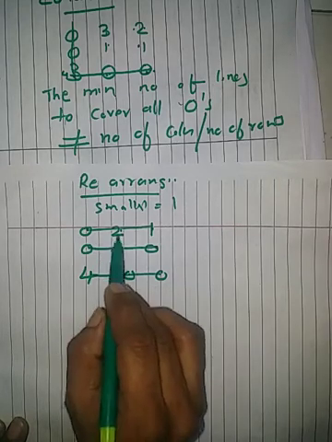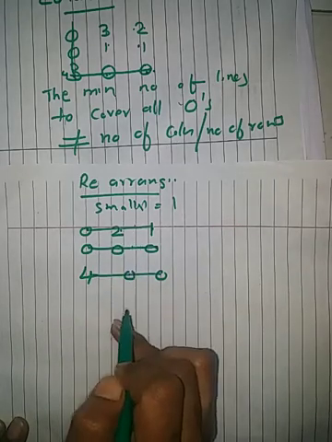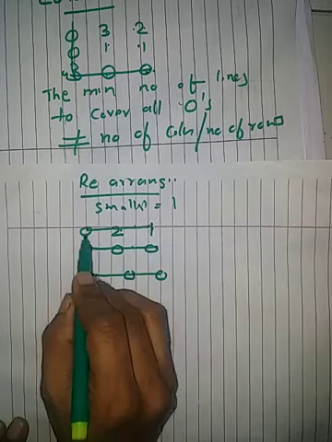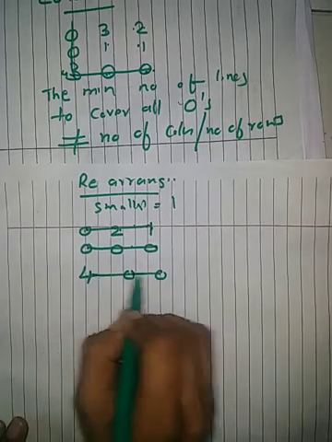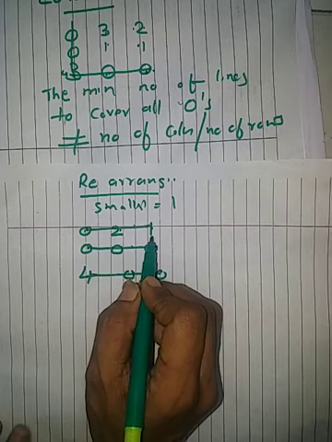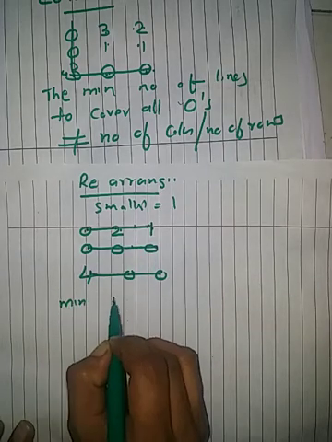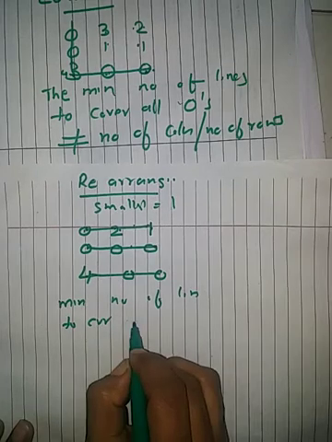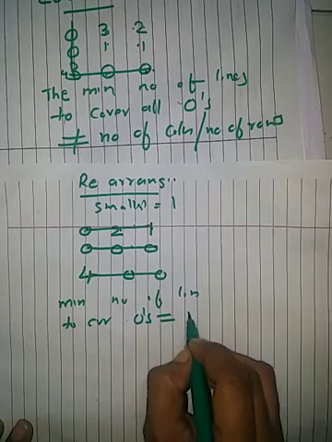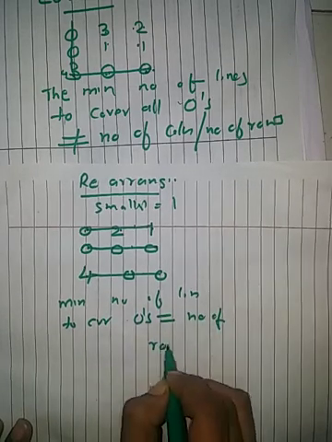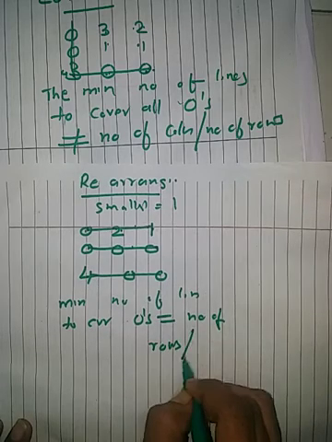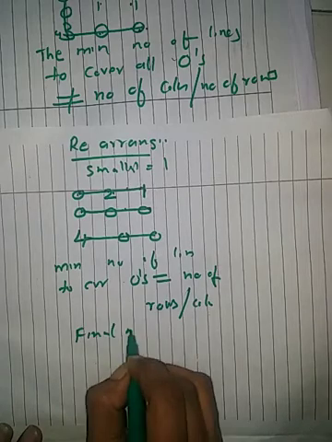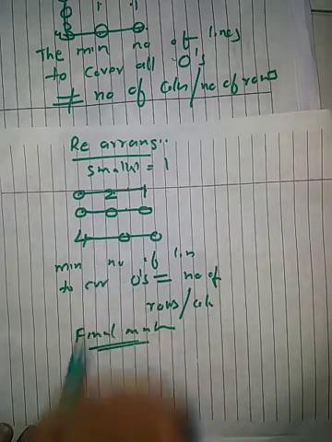So number of lines equal to 1, 2, 3. Number of columns equal to 1, 2, 3. Number of rows equal to 1, 2, 3. So the minimum number of lines is equal to the number of rows. Minimum number of lines to cover all the zeros is equal to number of rows or number of columns. So we have reached the final matrix. Now we can do the allocation.